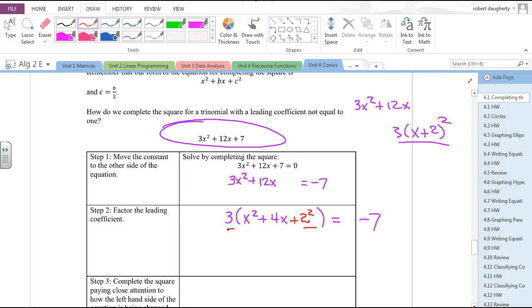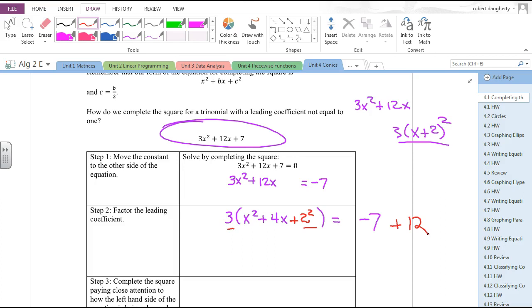So if I add 3 times 4 to the left side of the equation, what must I add to the right? Same thing, 3 times 4. So I have to add 12, okay? Does everyone see that? I added 12 on the left side of the equation. I've got to add 12 on the right, okay?